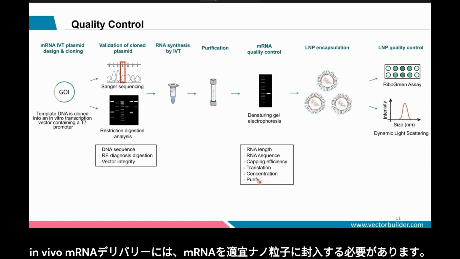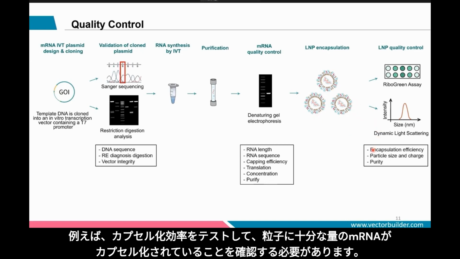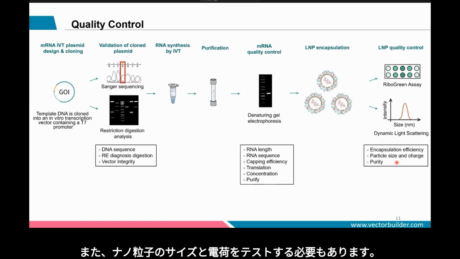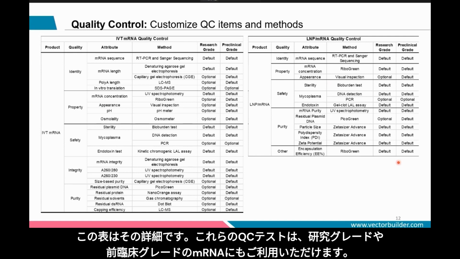For in vivo mRNA delivery, the mRNA needs to be encapsulated in lipid nanoparticles. And if that is done, then you also have to apply the necessary QC for the lipid nanoparticles. For example, you need to test the encapsulation efficiency to make sure there is a sufficient amount of mRNA encapsulated in the particles. Then you also need to test the size and the charge of the nanoparticles. Here is a list of different assays you can use for those QC tests, and we also offer them for research grade or preclinical grade mRNA.